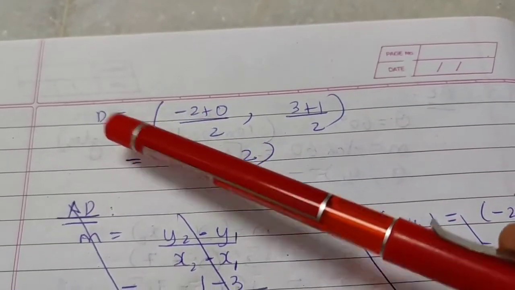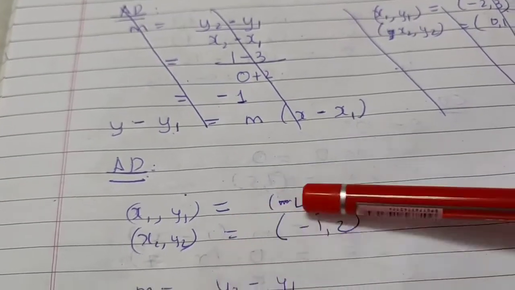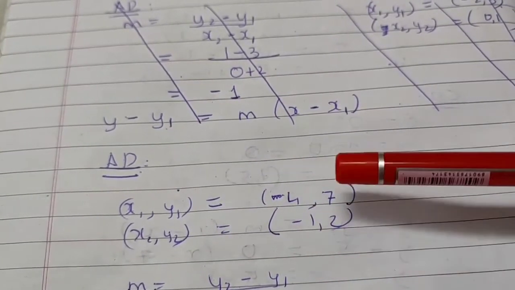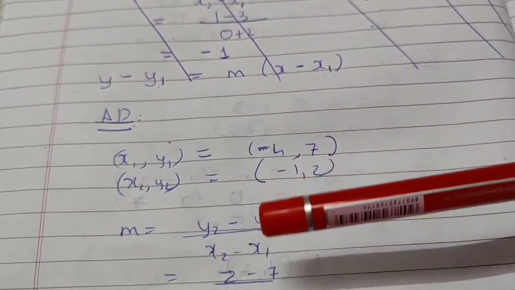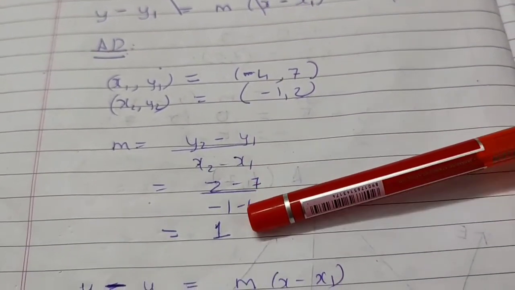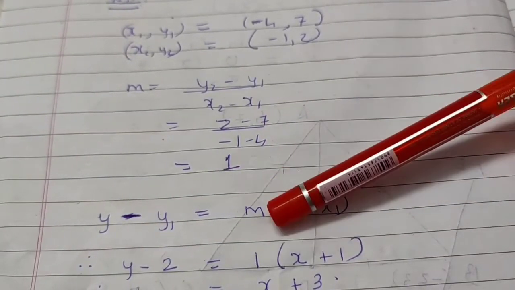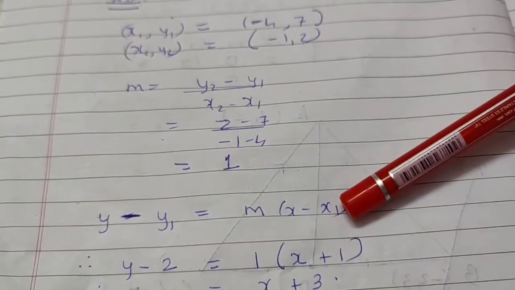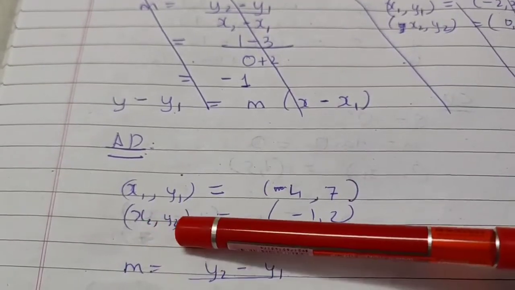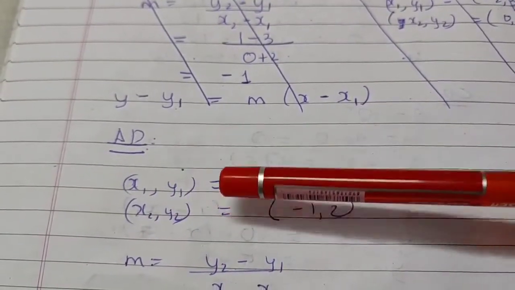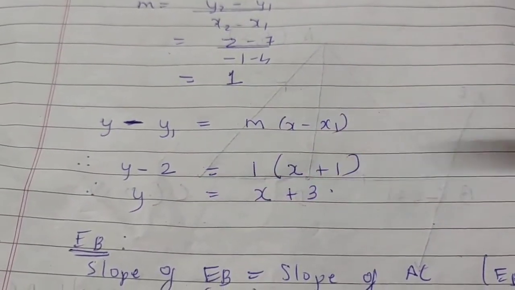Using the midpoint formula, I found the coordinates of D. Now AD. I have 2 points. Point A was given and the midpoint I found out, that is D. First find the slope, that is 1. Then use the point slope form. M's value we found out, y1 and x1's values substitute. By the way, again I'm saying that if I would have taken this as x1, y1 and this as x2, y2, it wouldn't make a difference. And the equation is y is equal to x plus 3.